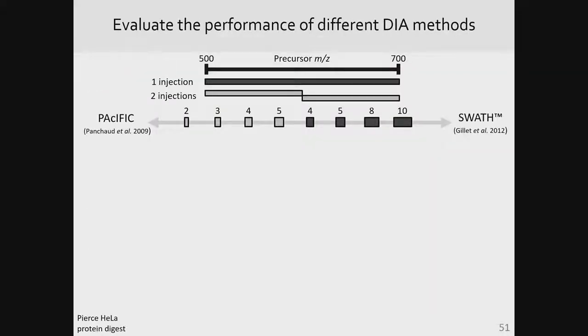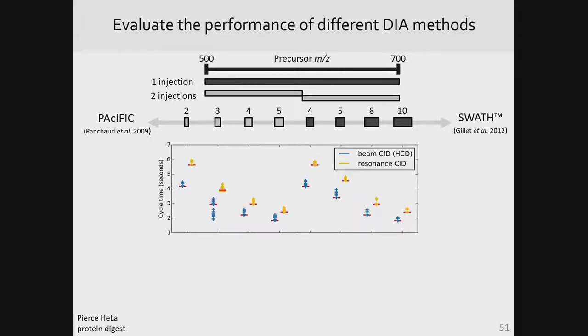So this was the basic method. We had different isolation widths. We did things with a single injection and with two injections. We also had different methods, so the 2 mass to charge. You notice that in all cases, the resonance CID gave a slower cycle time than the beam CID.